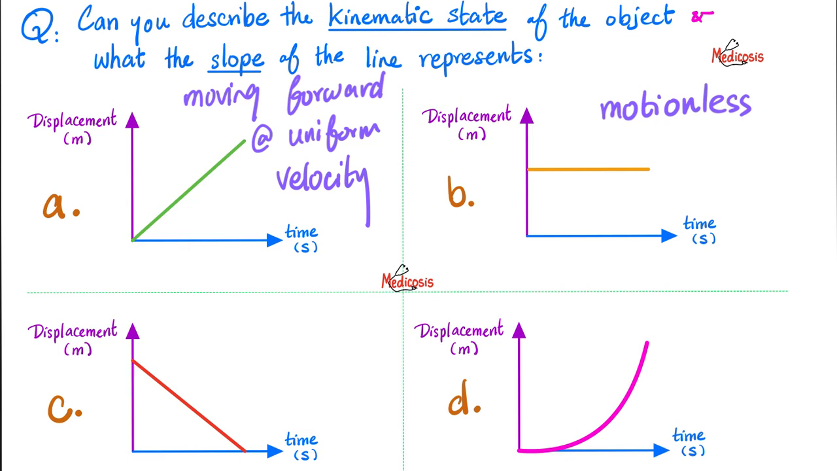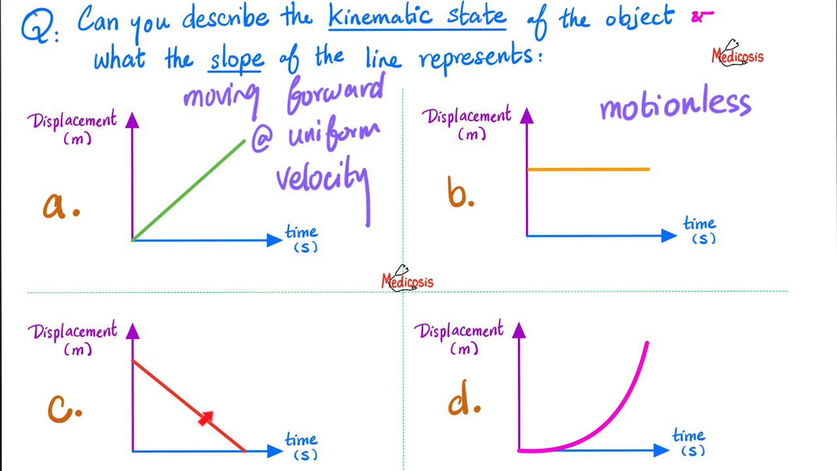Why am I decreasing? Well, is the time decreasing? No, the time is increasing from 0, 1, 2, 3, etc. Is the displacement decreasing? Yeah, it is decreasing. So maybe, just maybe, you're moving backwards in the opposite direction at a uniform velocity. Ooh. And the slope is still velocity.